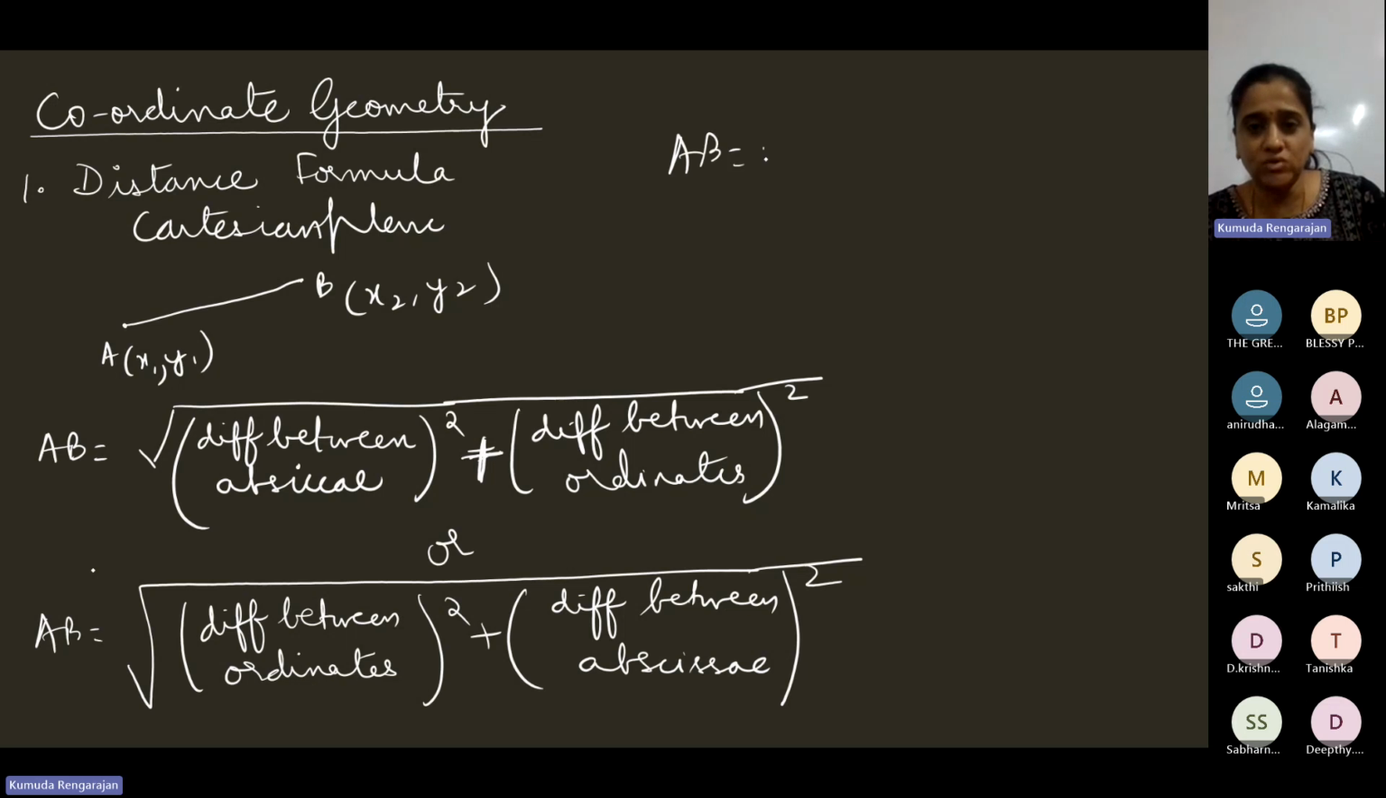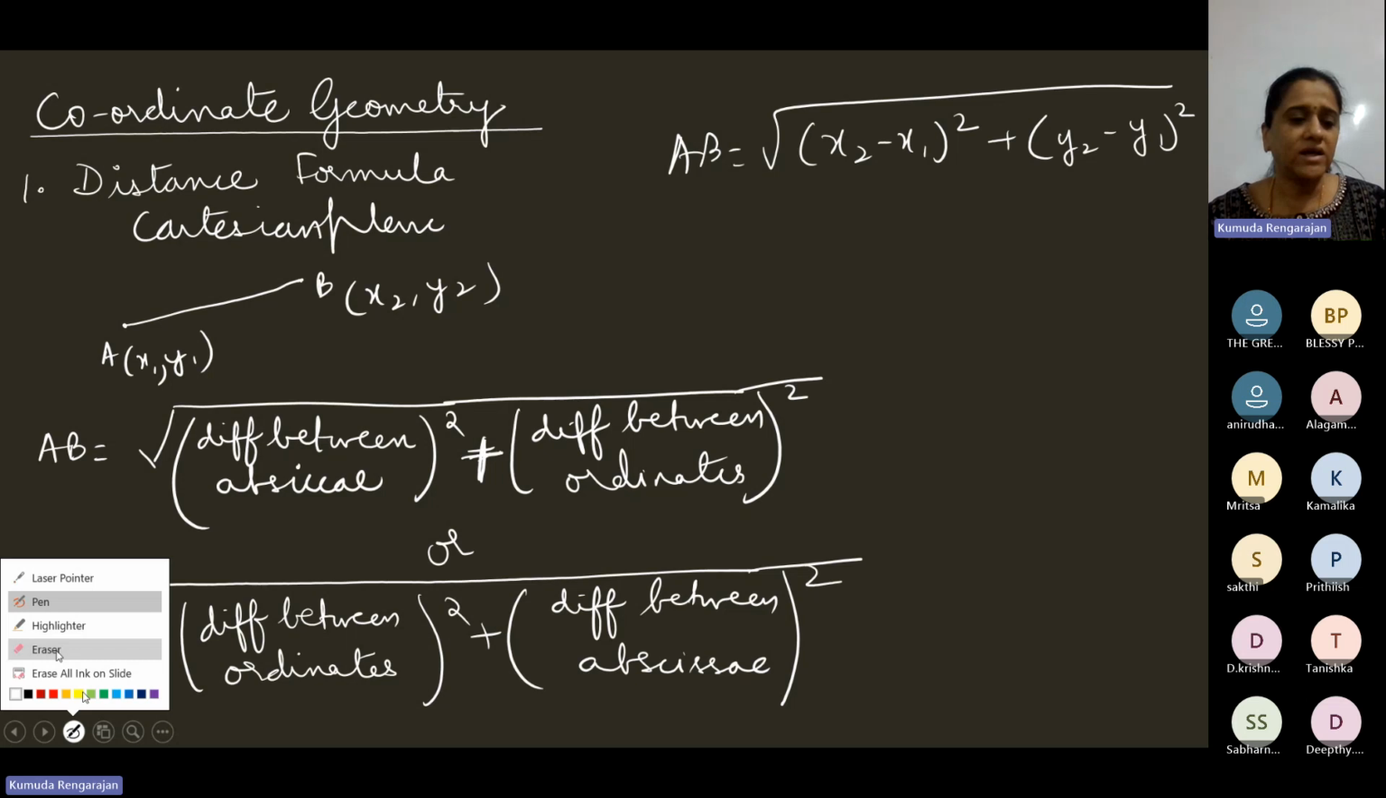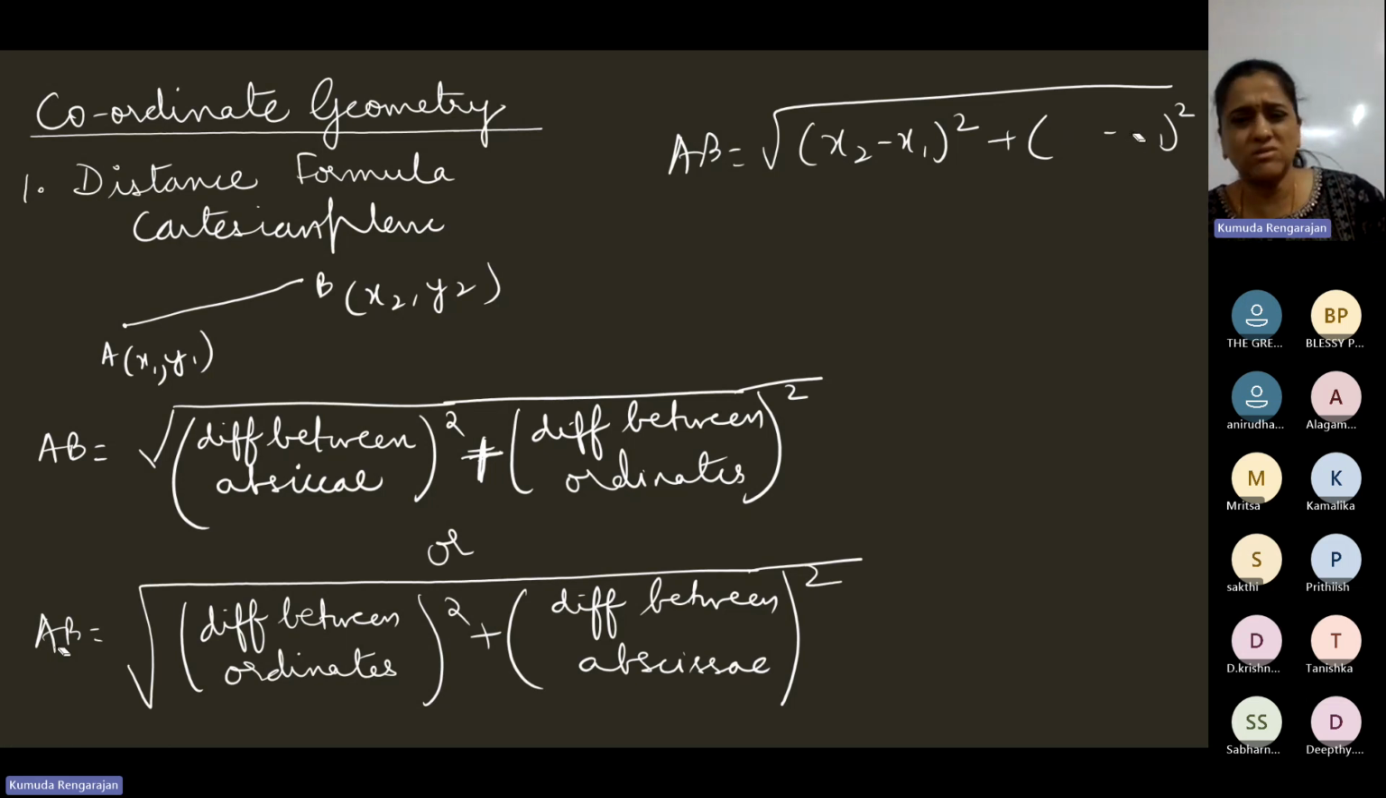So AB is equal to square root of x2 minus x1 the whole square plus difference between the ordinates. Which are the ordinates? Y1 and Y2. Their difference. So you can write y2 minus y1 the whole square. Or see, it's not that if you write x2 here, you should write y2 here. No. You can write y1 here. So get it very clear. Y1 minus y2 the whole square.